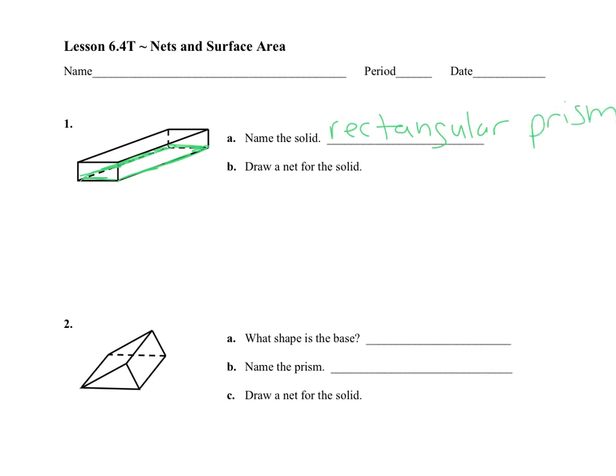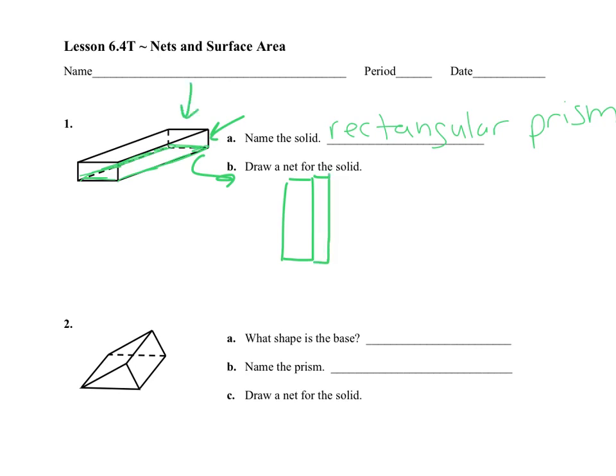Now it says draw a net for the solid. So when you draw the net, take your time, do it and do it well. I'm not looking for perfection, I'm looking for excellence. All right, so here we go. The bottom of the net is a rectangle, so draw yourself a rectangle. The back of my prism here is also a rectangle, but it looks like it's a little bit smaller than the base. So something like that.